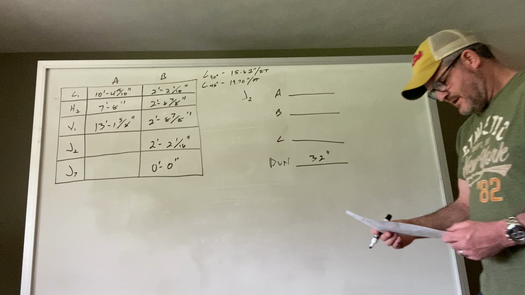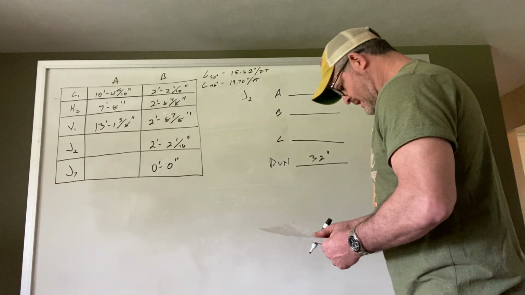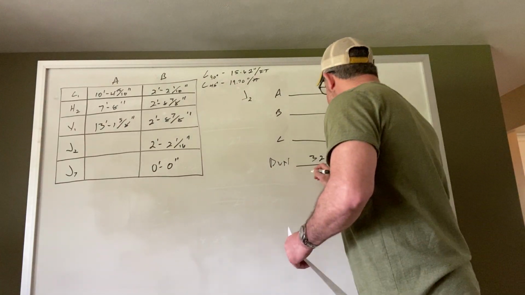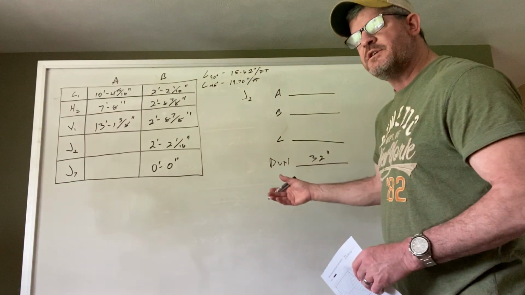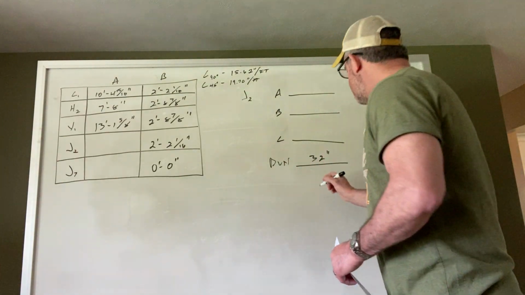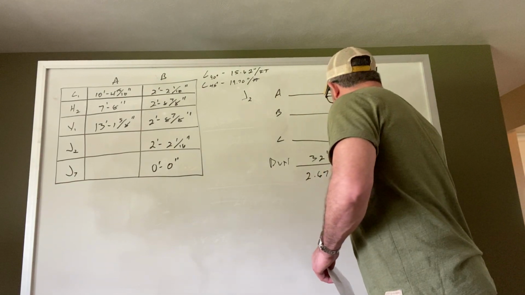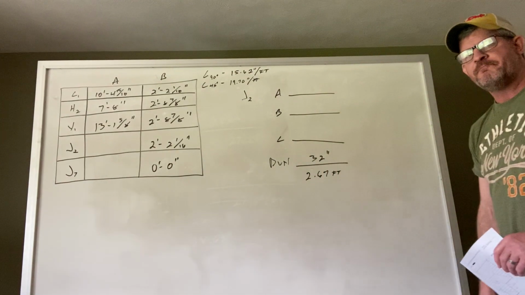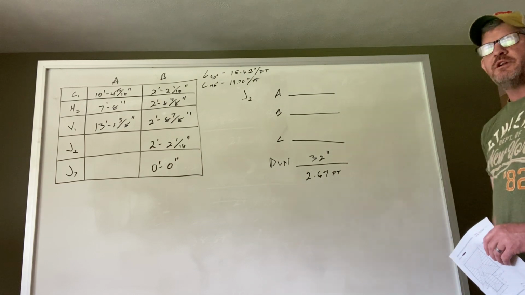To feet. So that means I have 2.67 feet. 2 foot 8 inches. 24 inches in a foot, plus 6 plus 2, 8. So 2.67 feet for my run. Again, the only difficult thing to determine now.